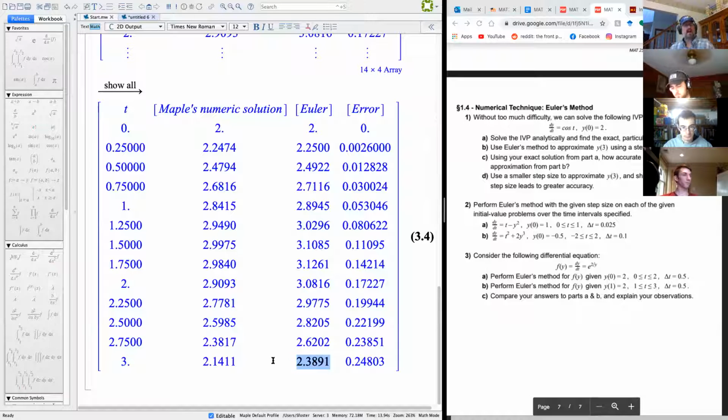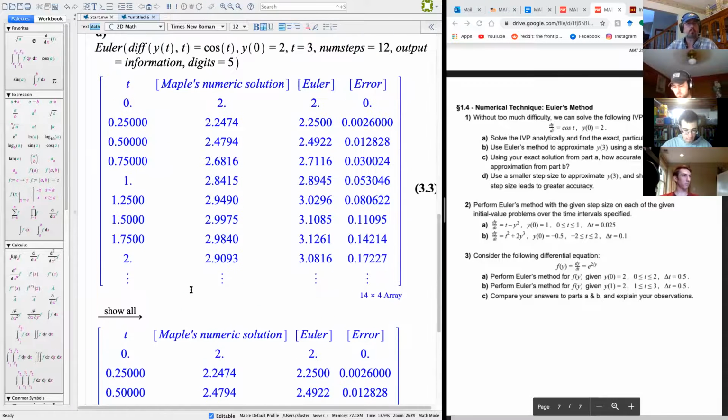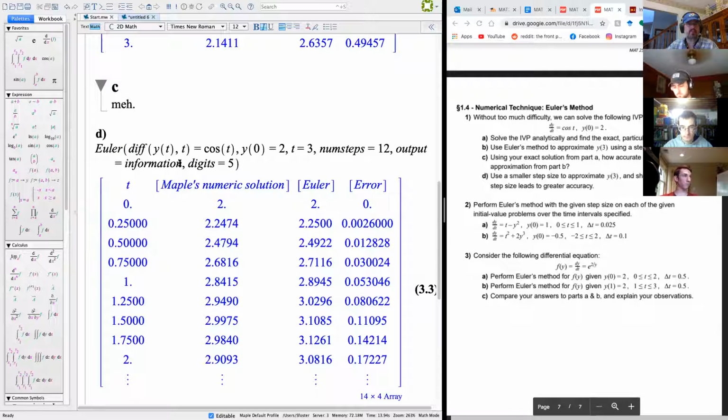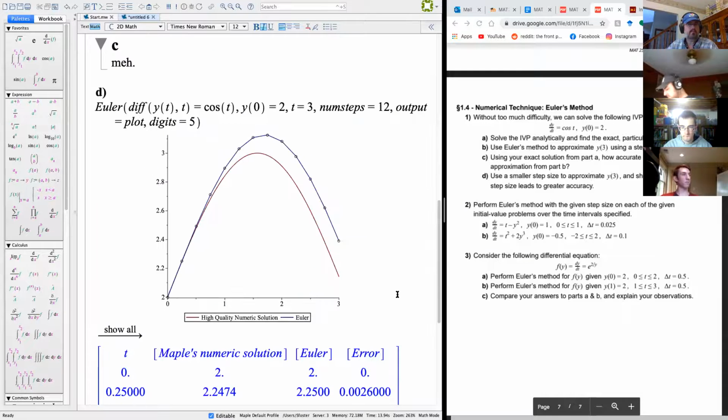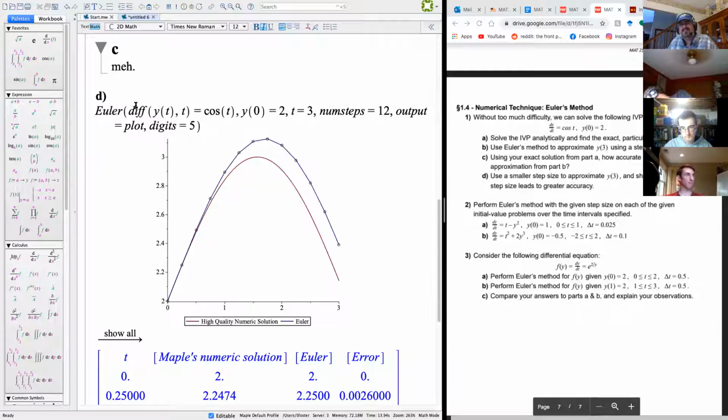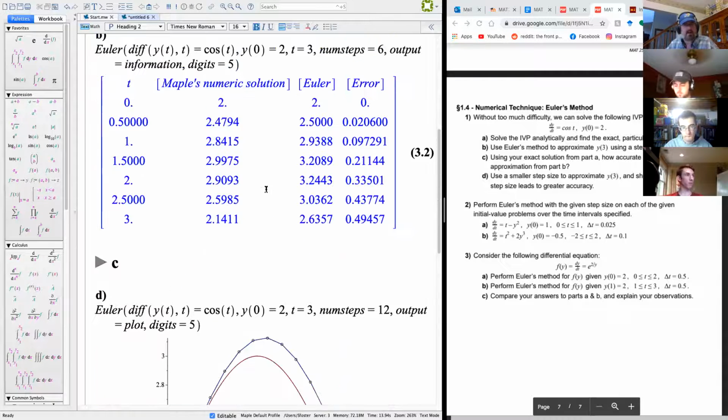So one thing you can do that I think is really helpful for this, I mean, the table is nice because you get the actual numbers, but instead of output information, let's try output plot and see what we get. So go up and change your output code from output information to output plot. Wow. So you can actually see that Euler's method is trying to follow the shape of that curve, and it does a pretty good job following the shape. It's just behind it just a little bit. It just doesn't quite keep up with that number of steps.